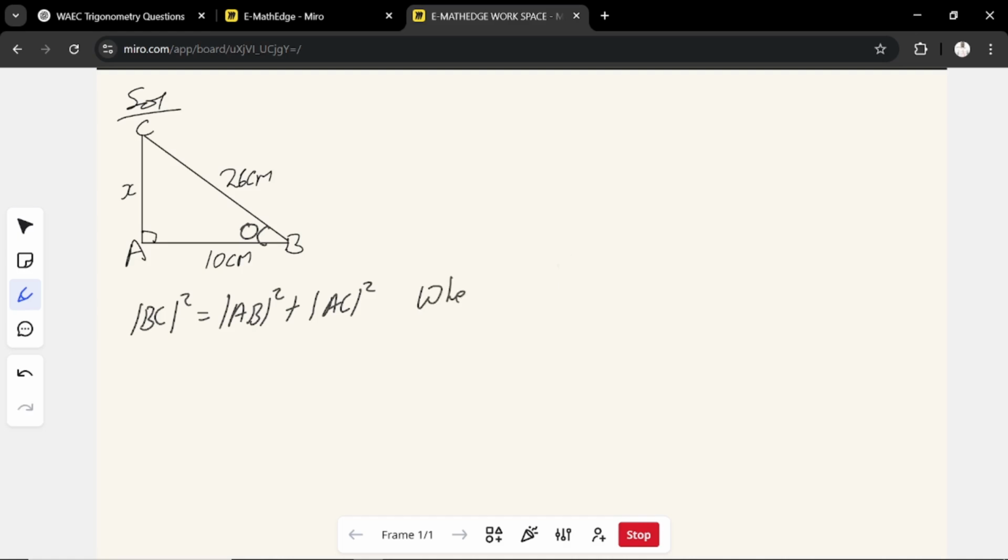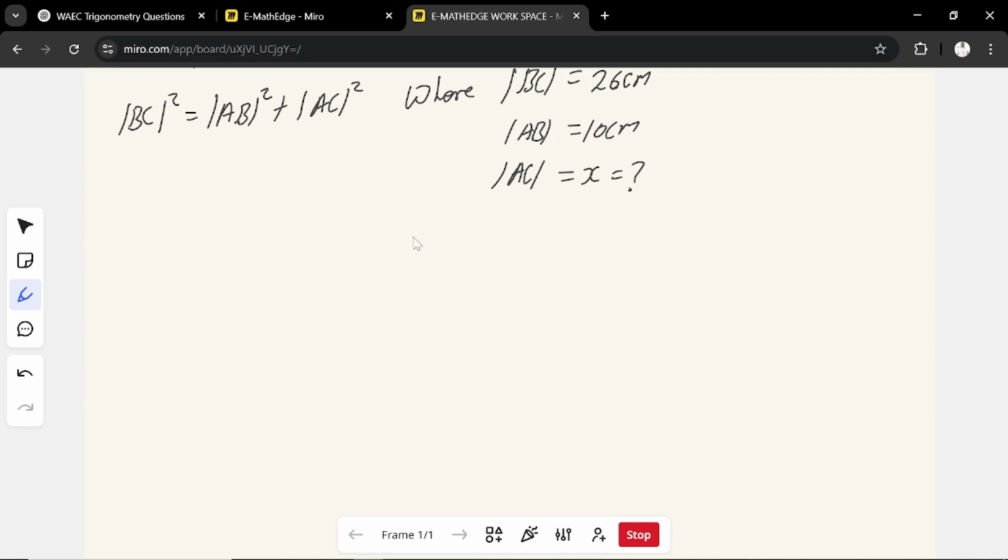So let's have it to be where line BC is equal to 26 cm and line AB is equal to 10 cm, while line AC is what we were looking for and we don't know what it is, but we target it to be x.